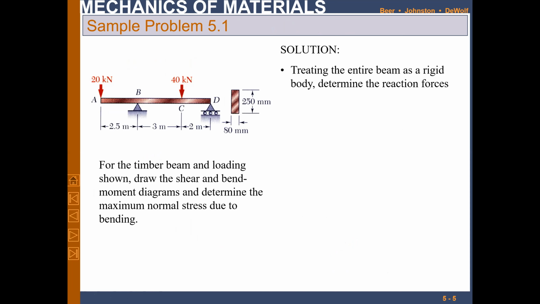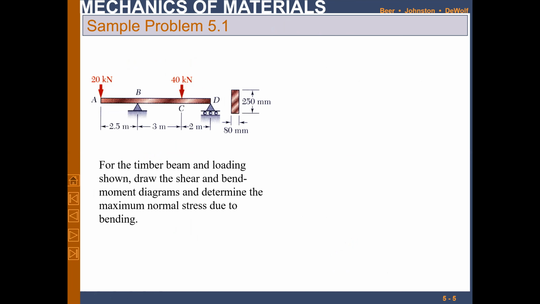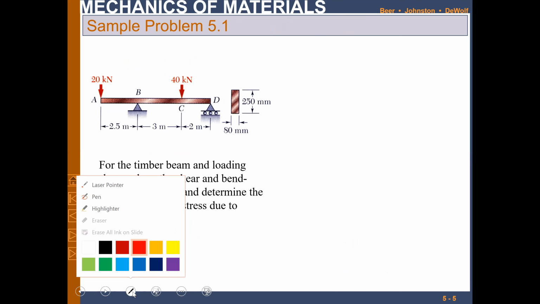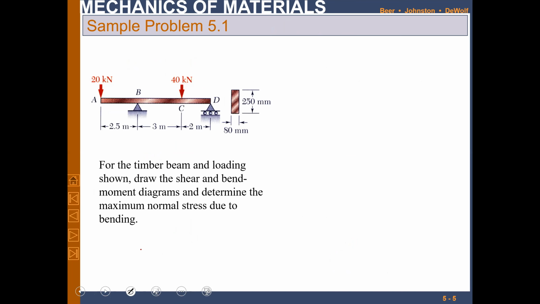20 kilonewton is applied over here. Sorry, 20 kilonewton is applied over here, 40 kilonewton is applied over here. You have these supports, simply supported beam, right? And these are the dimensions which are given to us. So how we will start this?